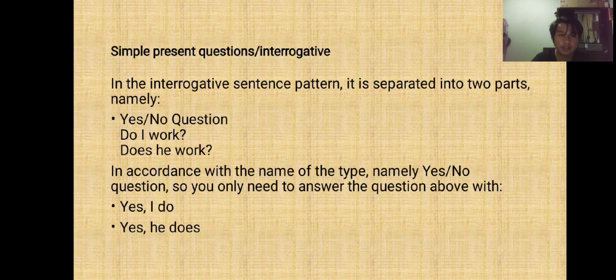Simple present tense question or interrogative. In the interrogative sentence pattern, it is separated into two parts, namely yes or no question. The first, yes or no question. Do I work? Does he work? In accordance with the name of the type, namely yes or no question, you only need to answer the question above with yes I do or yes he does.